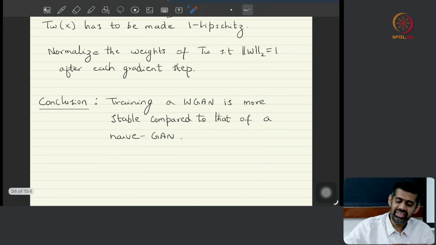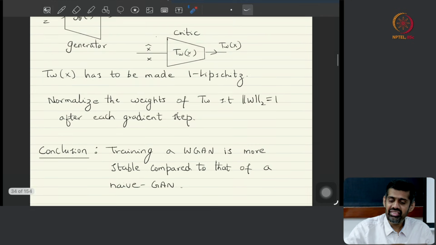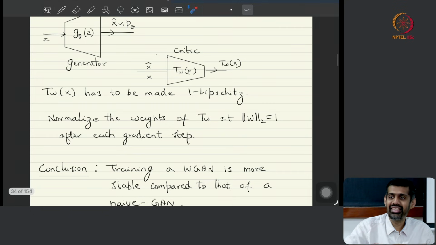The conclusion is training a WGAN is more stable compared to that of a naive GAN, and that's why when people train GANs today, it's always the WGAN that is trained, in the sense that the weights are normalized. You don't have to do anything much. The same GAN is being trained, but if you just do weight normalization, then you get so much of benefit that it is stabler compared to the naive GAN training.